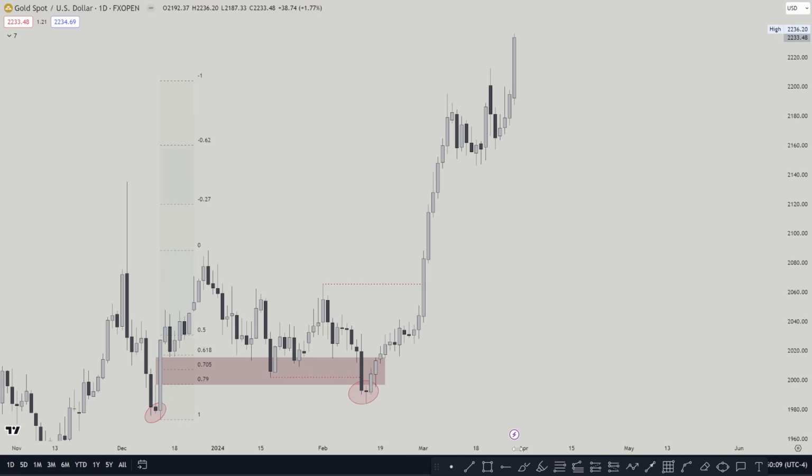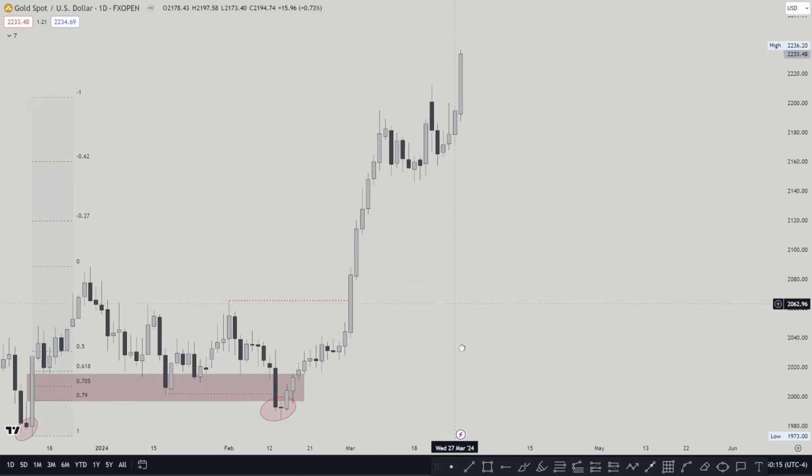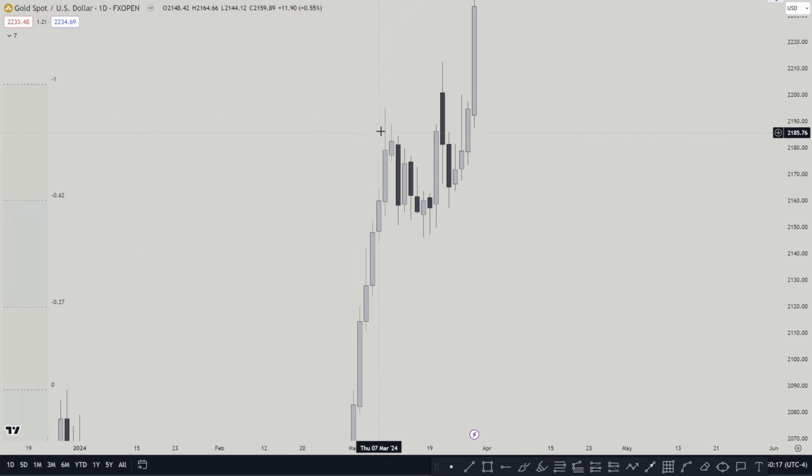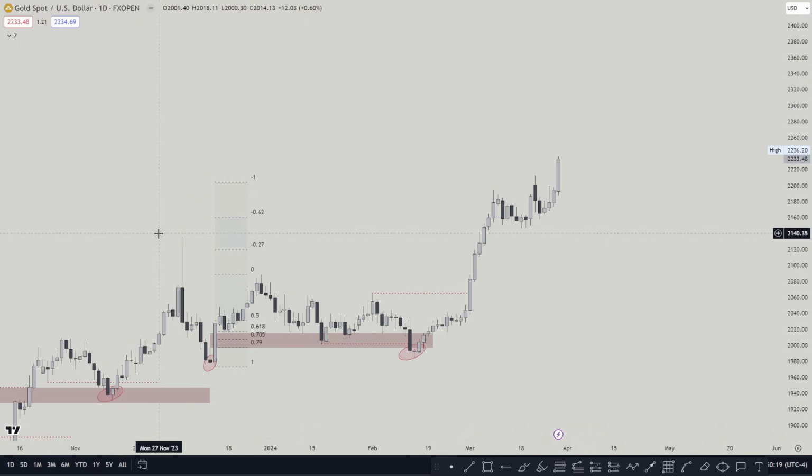Now take a look at this. We had a new range going up, but no fair value gaps were filled. Price was just flying up. Now take a look at this again. We have nothing but weak highs here. All of those weak highs are taken.